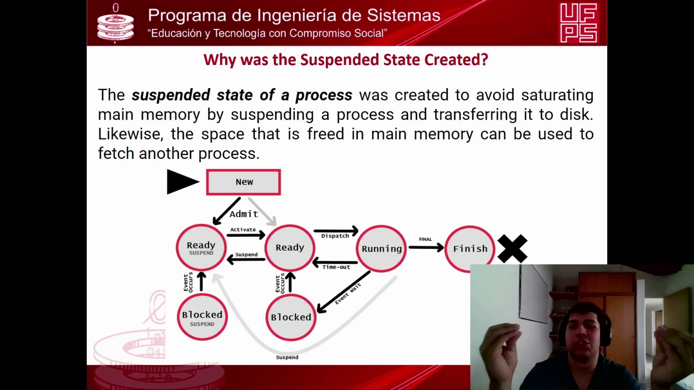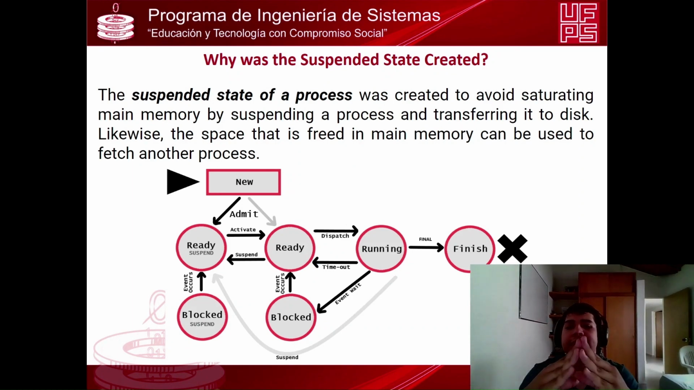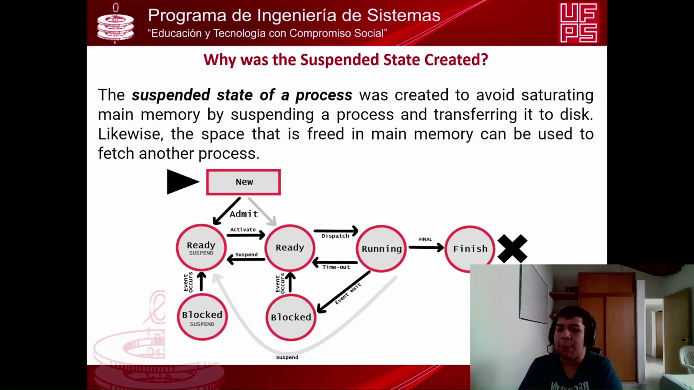I have a question. Why was the suspended state created? The suspended state of a process was created to avoid saturating main memory by suspending a process and transferring it to disk. Likewise, the space that is freed in main memory can be used to fetch another process. Suspended processes are born from the need to reduce idle time.